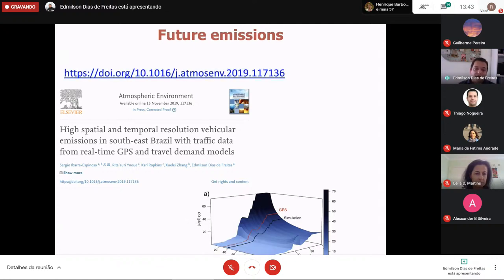He's working on other things, and one of them is to introduce, in substitution to the information provided by CET and SP Trans, also the GPS and Waze information that are available. It's not easy to get the data, but we are trying to get this information to include in the model too.